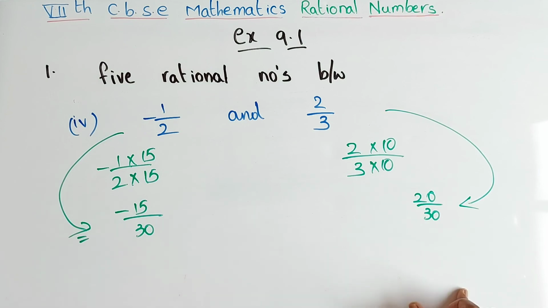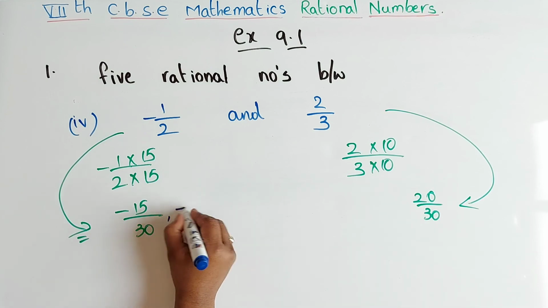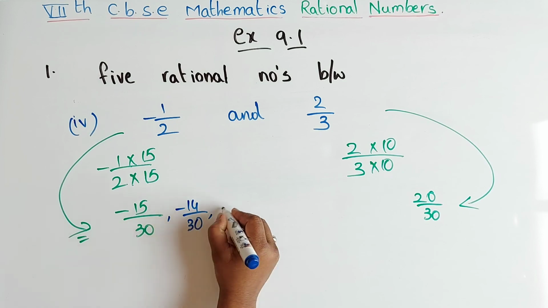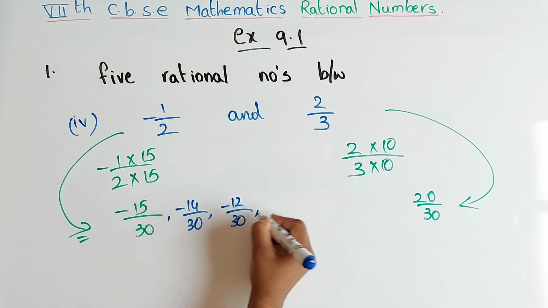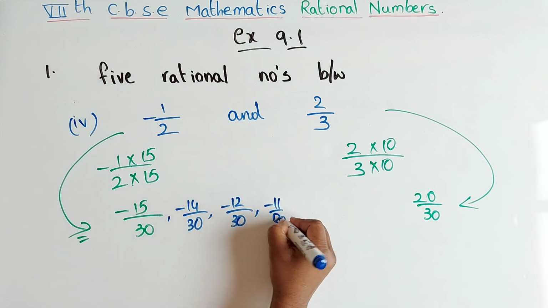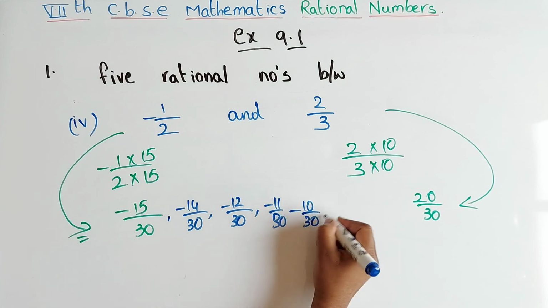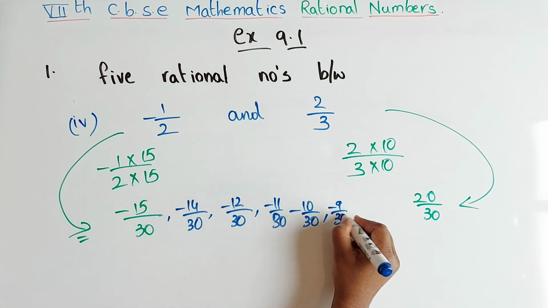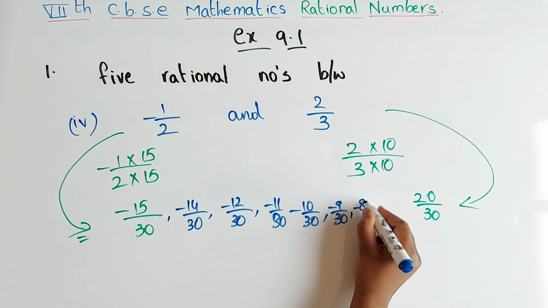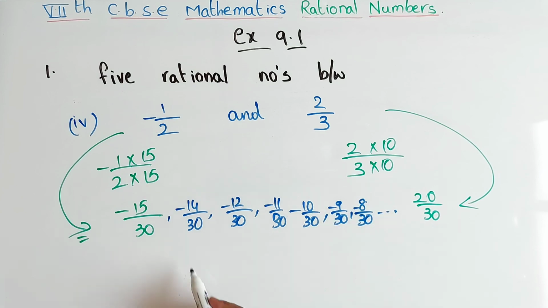Now we'll write rational numbers in between children. Now here minus 14 by 30, minus 12 by 30, minus 11 by 30, minus 10 by 30, minus 9 by 30, minus 8 by 30, so on. Here we have 5 rational numbers. Right children?